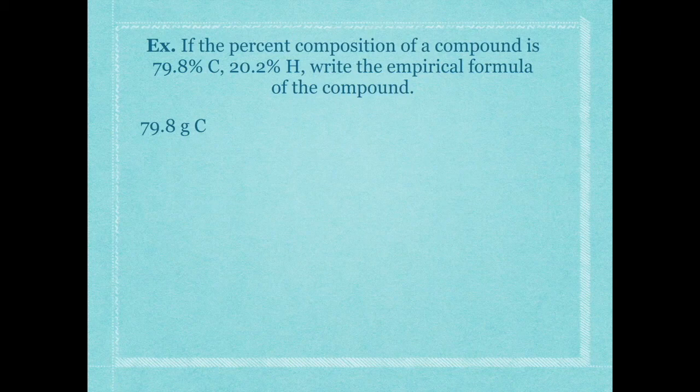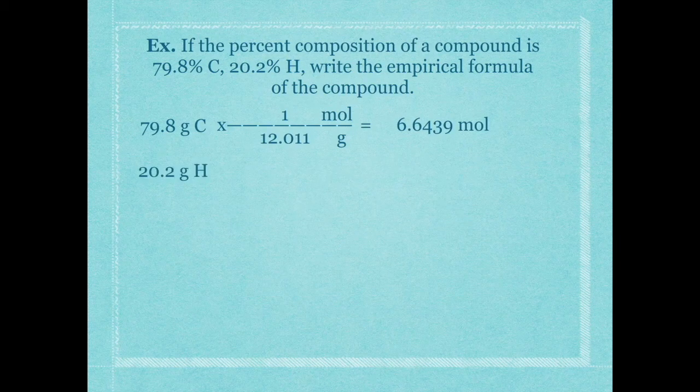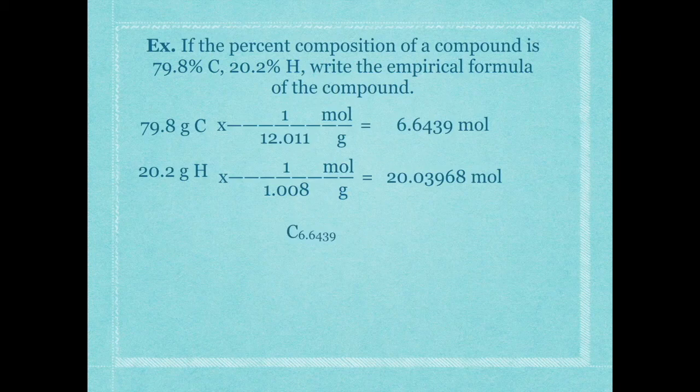So I'm going to go from grams of carbon into moles of carbon by dividing by the molar mass of carbon, and I get 6.6439 moles. Then I'm going to take 20.2 grams of hydrogen, same thing, use the molar mass of hydrogen, and I get 20.03968 moles. I'm going to write this as C subscript 6.6439, H subscript 20.03968. My last step, again, is to divide by my smallest number of moles, which is 6.6439.